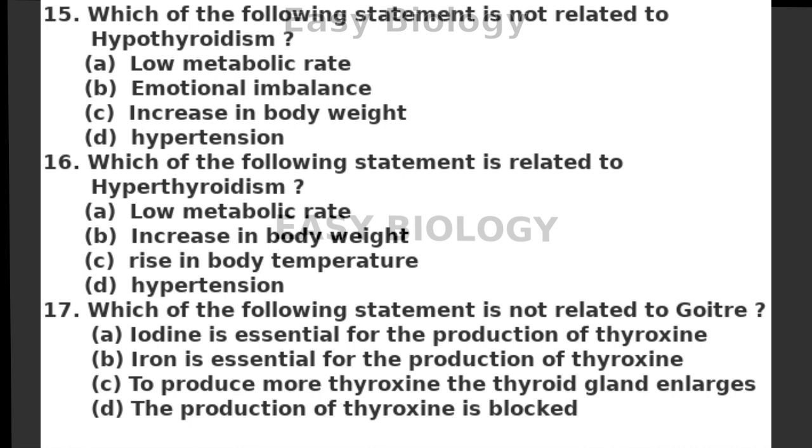Question number 17. Which of the following statement is not related to goiter? A. Iodine is essential for the production of thyroxine. B. Iron is essential for the production of thyroxine. C. To produce more thyroxine, the thyroid gland enlarges. D. The production of thyroxine is blocked. The answer is iron is essential for the production of thyroxine. This is a wrong statement related to goiter.